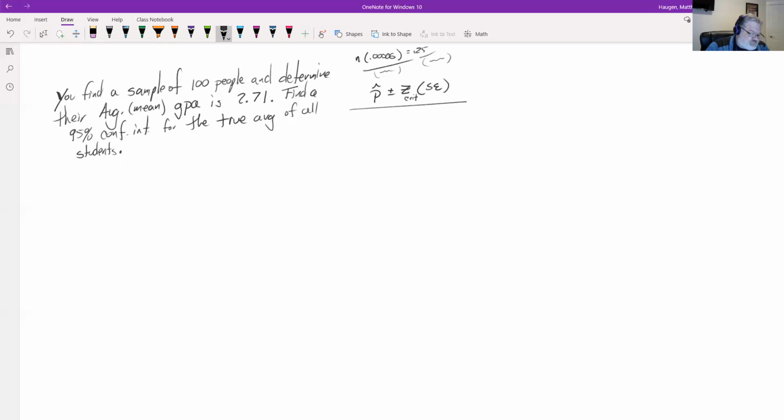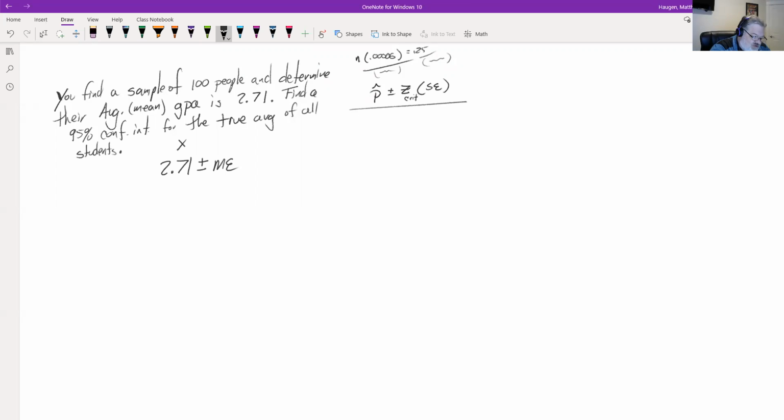For means, it might seem reasonable to take that 2.71 as our point estimate, and we know it's going to be around that 2.7. So again, we're trying to figure out how much margin of error we have, and the bigger our sample size, the better that margin of error is going to be, and so on. Fair?